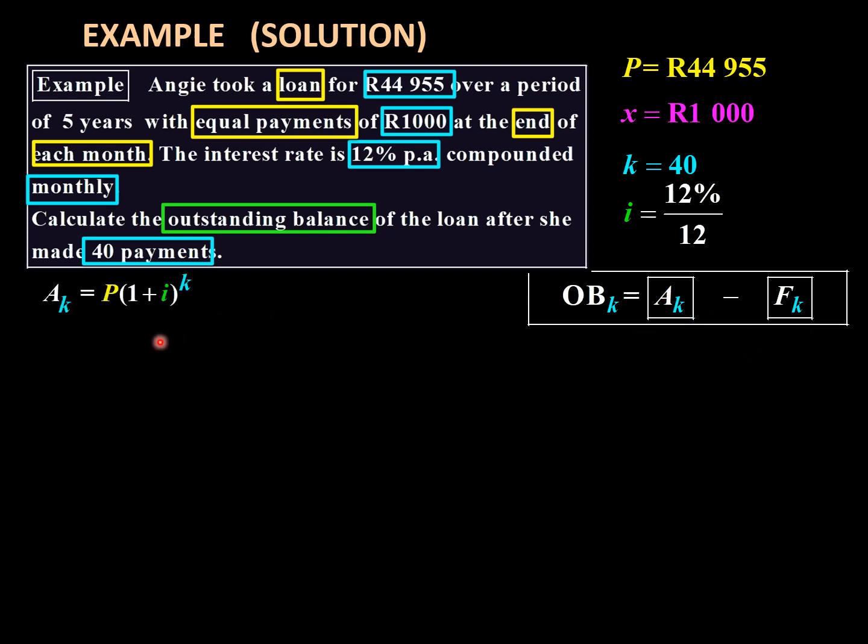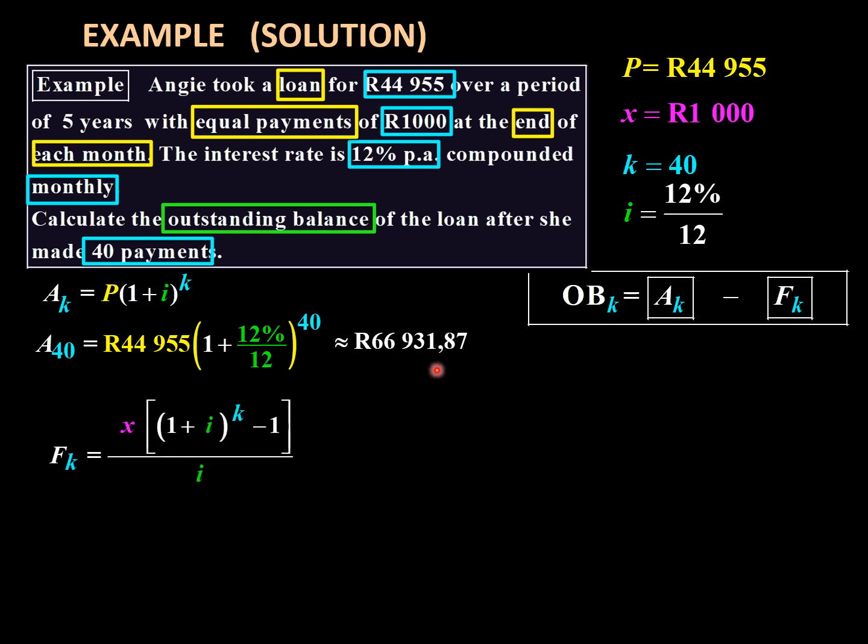So we'll use the compound interest growth formula. We substitute. That's after 40 payments. So it's the 40,000, that's the loan amount. The interest rate is 12% over 12, and that's 40. And that gives us 66,931.87.